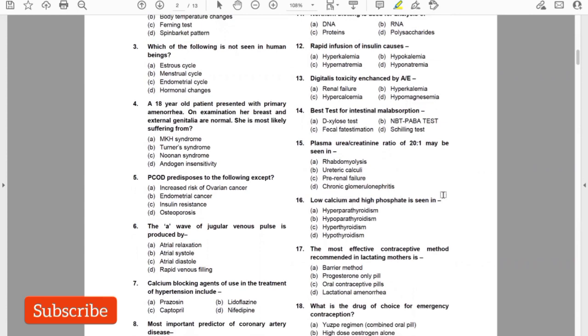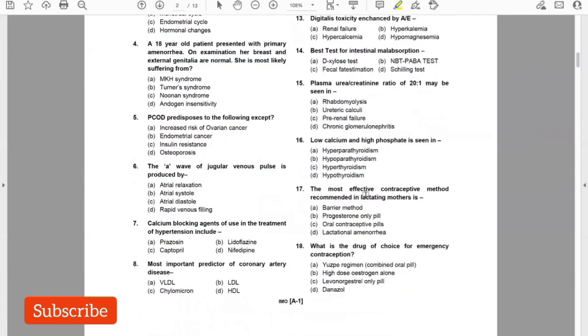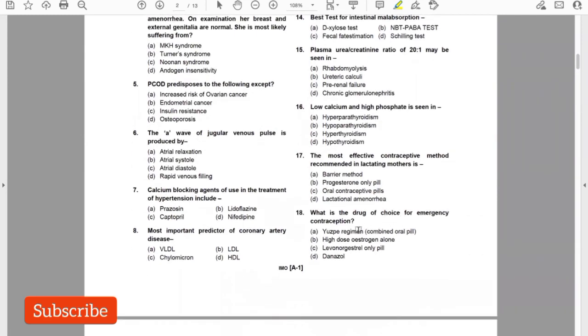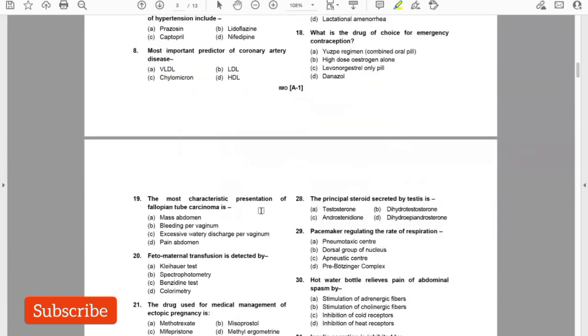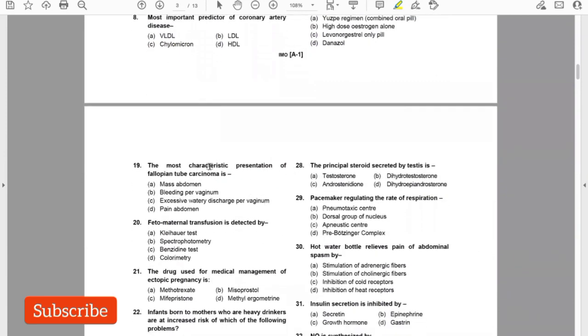Low calcium and high phosphate is seen in hypoparathyroidism. Here the answer key they have given is hyperparathyroidism, but low calcium and high phosphate is usually hypoparathyroidism. The most effective contraceptive method recommended in a lactating mother is the progesterone only pill. What is the drug of choice for emergency contraception? Levonorgestrel only pill. The most characteristic presentation of fallopian tube carcinoma is excessive watery discharge per vaginum.